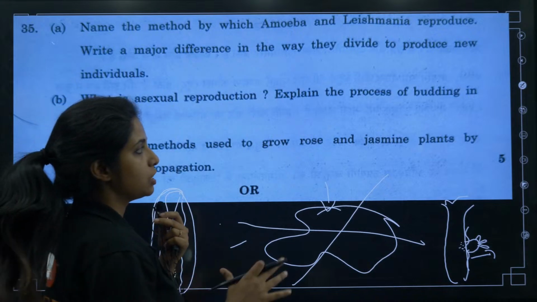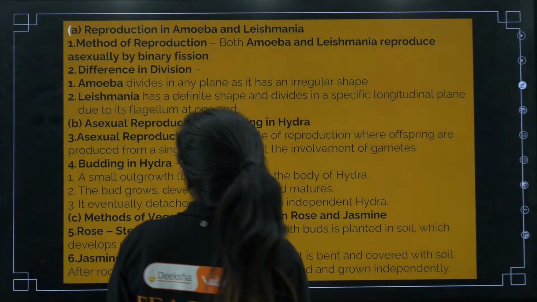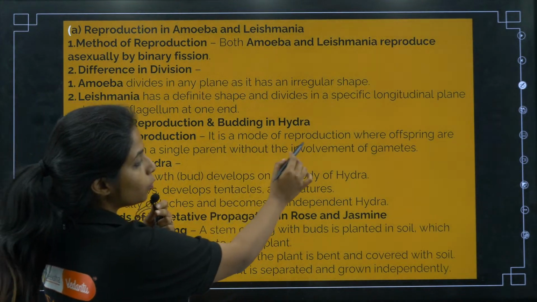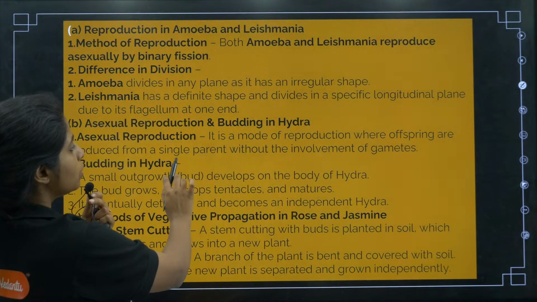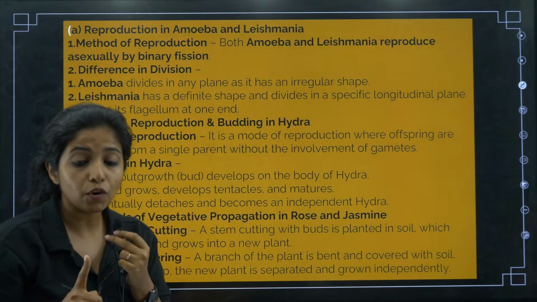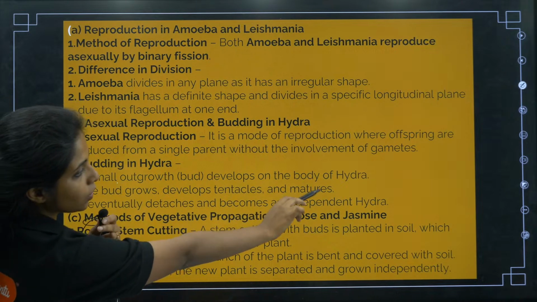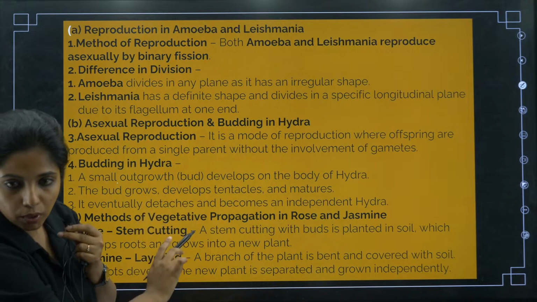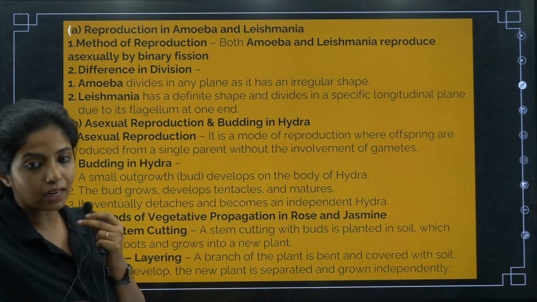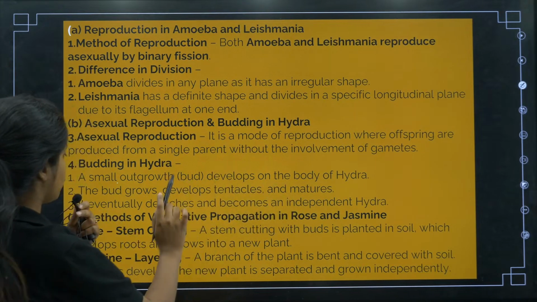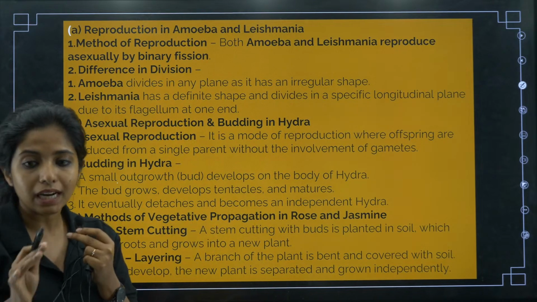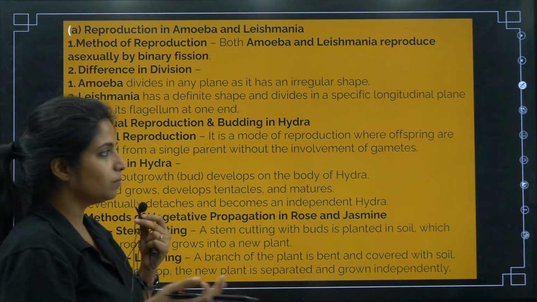So this is the process of budding, but how do you actually write it? Asexual reproduction is a mode of reproduction where offspring are reproduced from a single parent without the involvement of gametes. Now budding in hydra: a small outgrowth, a bud, develops on the body of the hydra. The bud grows, develops tentacles on its body, and matures. It eventually detaches and becomes an independent hydra. That's all. Very simple, right?